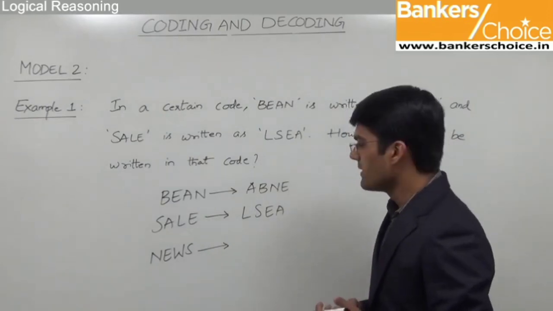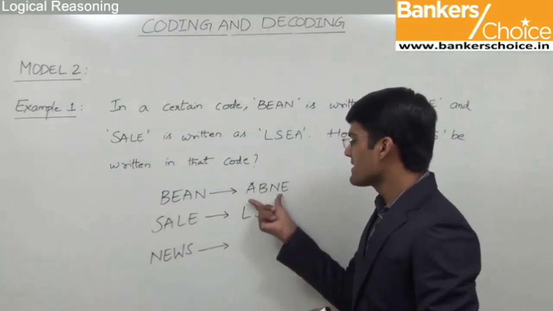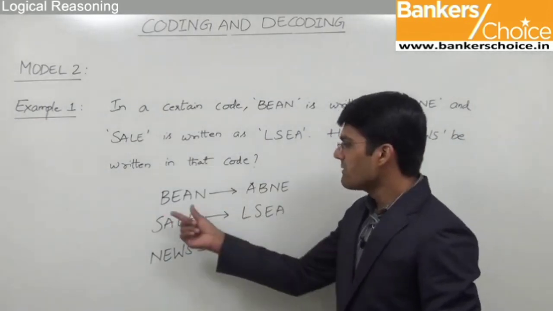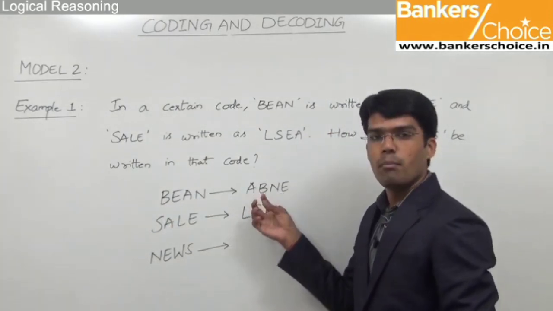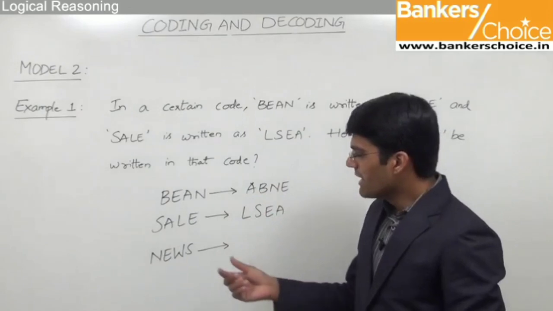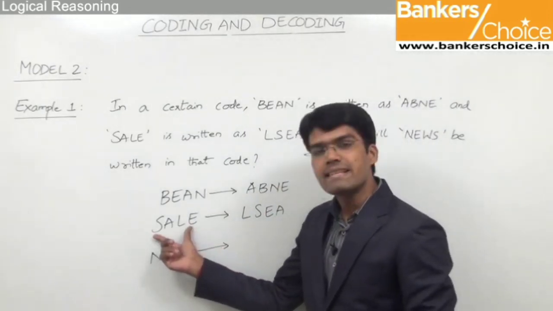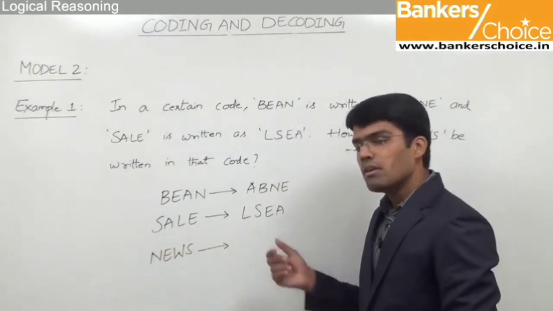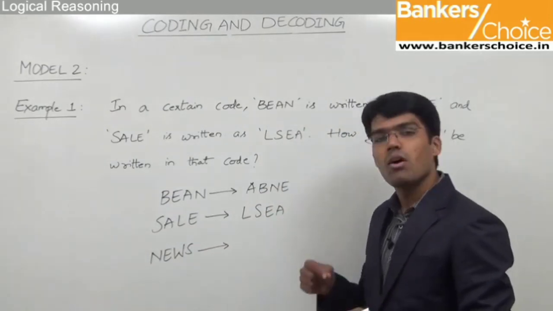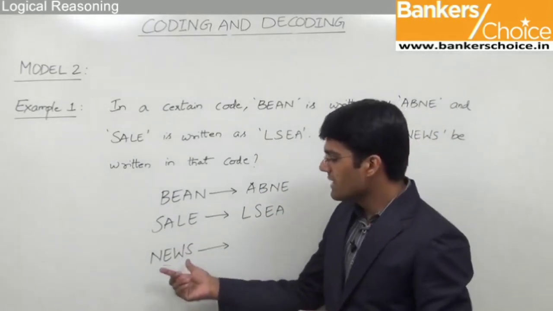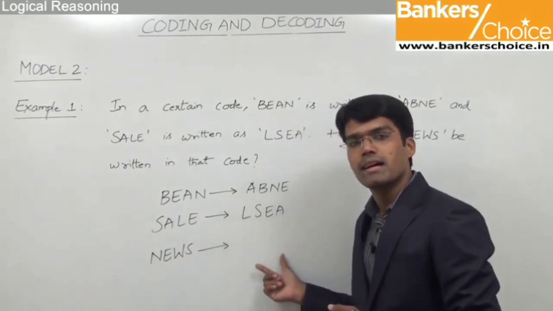If you try to observe, the letters on both the sides are same. Here we have B, E, A, N, here as well we have the same letters B, E, A, N, but they have been jumbled. Similarly, in the second case as well, the letters S, A, L, E have been jumbled on the other side. So the simple logic here is find out the order of jumbling, and the same thing can be applied for NEWS to get the answer.